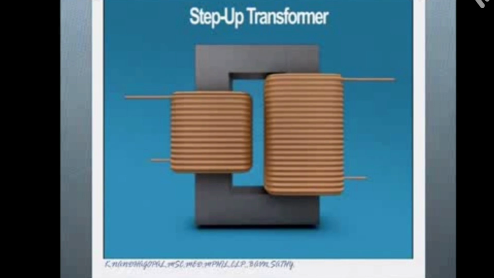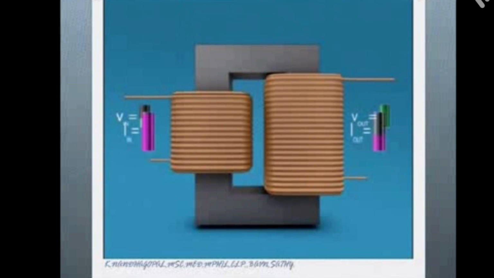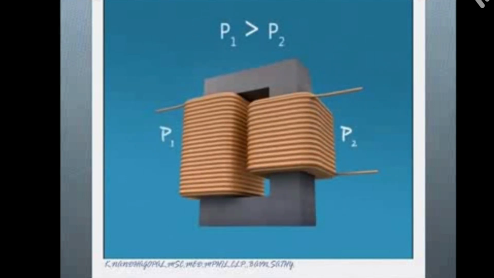Suppose the number of turns in the secondary coil is very less compared to the primary coil, that is called a step down transformer. A step up transformer gives high voltage but low current. Input voltage is low but output voltage is maximum. Input current is high but output current is less. But total power is constant, P equals V into I. So input power is equal to output power according to the law of conservation of energy.